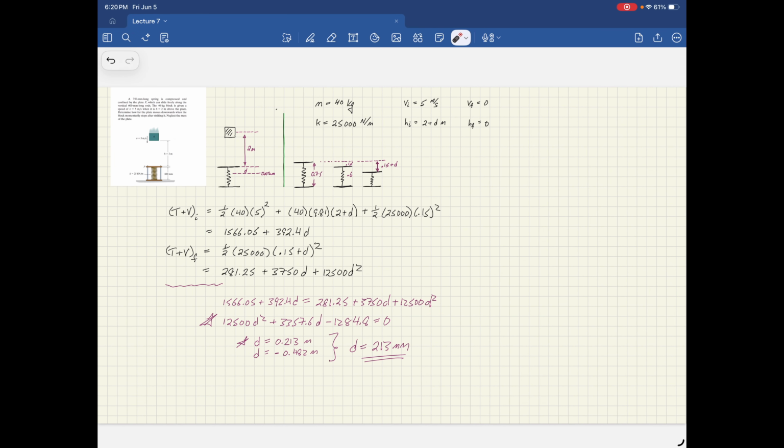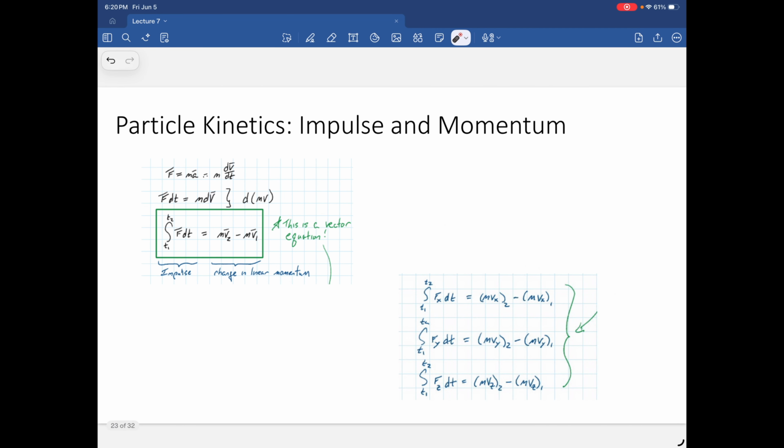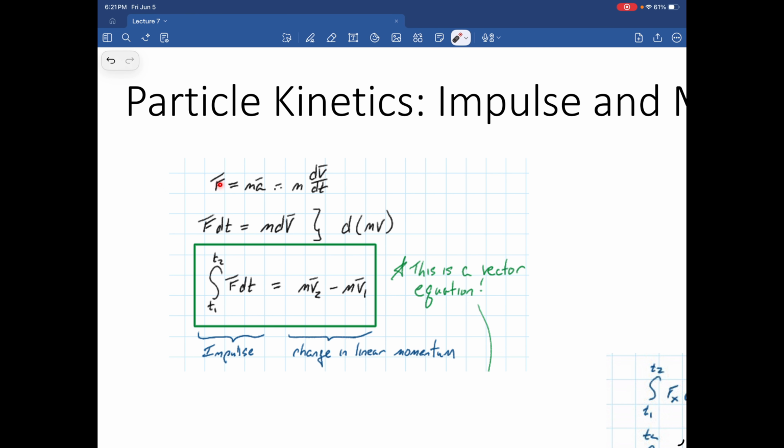Okay, now the next thing we're going to do is look at a topic in particle kinetics, where we're introducing impulse and momentum. So we essentially start with Newton's second law. So force equals mass times acceleration. We can write the acceleration as the time derivative of velocity. And then I can rewrite this, bringing dt over to the left-hand side. So I can say F dt equals m dv.